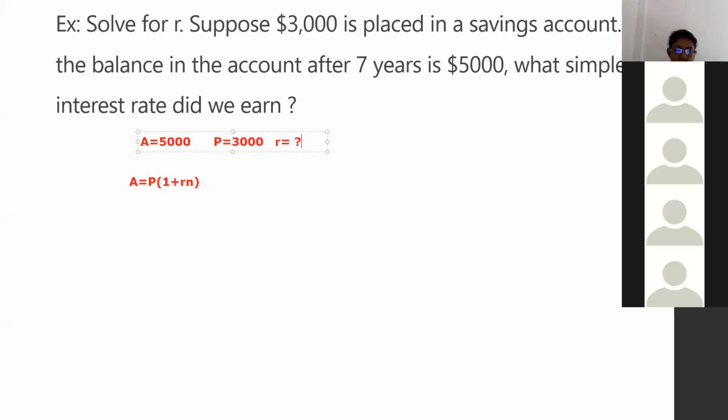So it's a problem. We don't know the rate of interest. What is the time period? N equals 7. So these are the basic things you can find in this question. Now you have to substitute them and then find R. So how are we going to find R? First write down this equation and just try to substitute the values without my help.